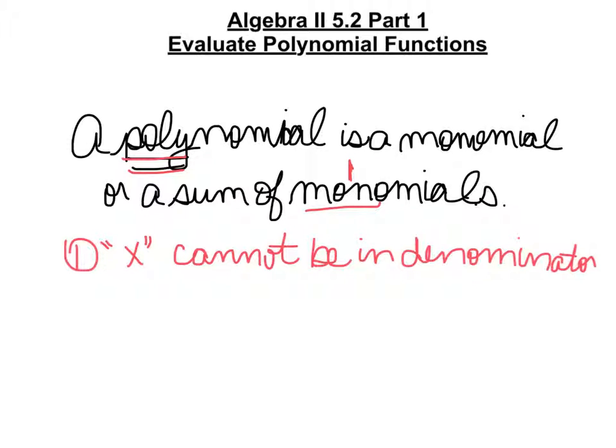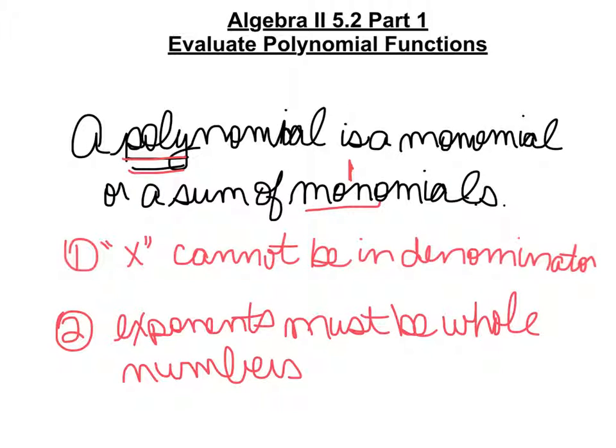In order for a polynomial to be a function, there are two rules. Number 1, x cannot be in the denominator anywhere. And number 2, the exponents must be whole numbers. We can't have variables as an exponent, we can't have decimals, we can't have negative numbers. They must be whole numbers.